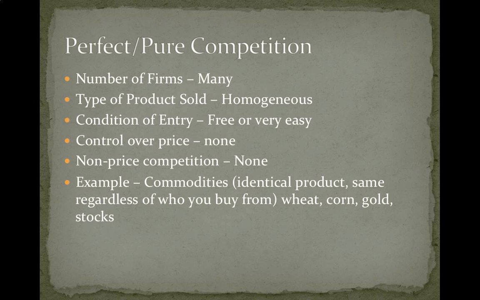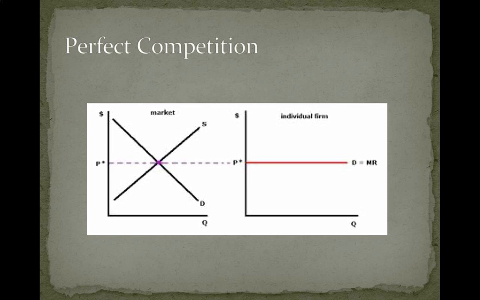And once again, commodities are examples. A commodity is just a product. It doesn't matter who you purchase it from, it's exactly the same. It doesn't matter who you purchase the corn from, who you purchase milk from, wheat, gold, stocks in a stock market. It doesn't matter, it's all identical.